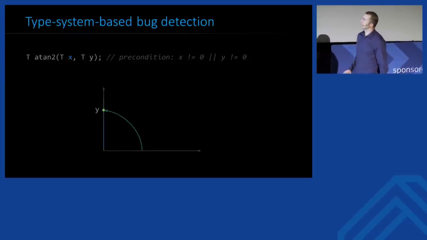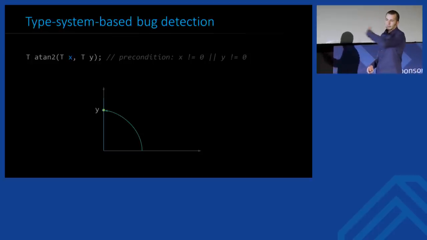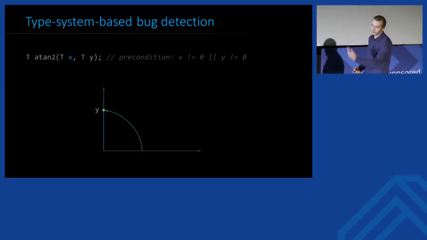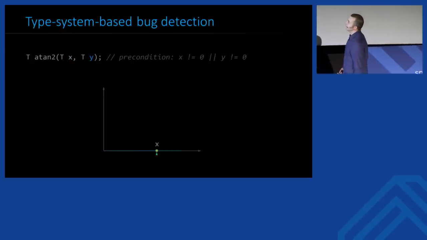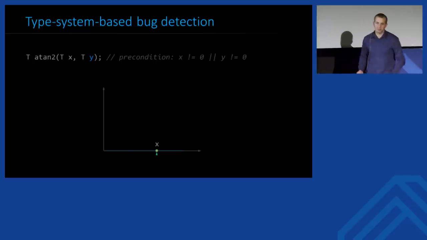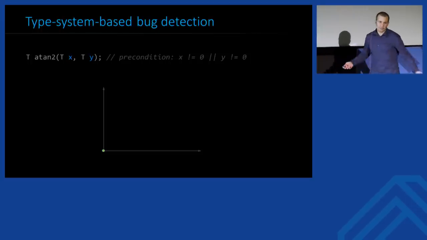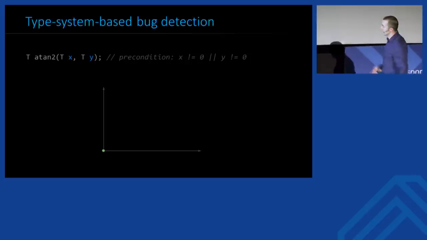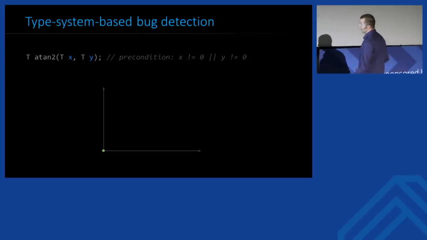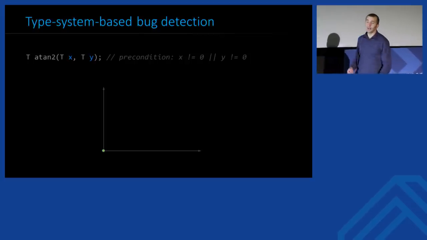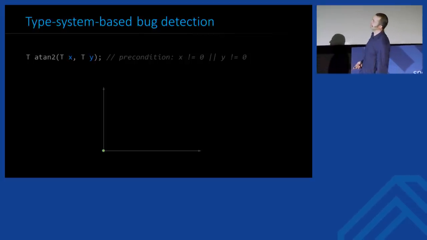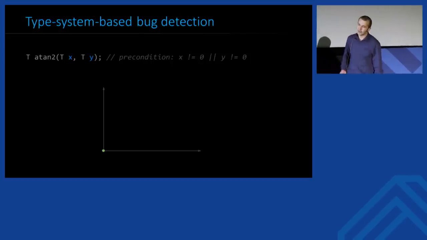So if x is 0, it means a straight angle, I know what to return to you. If y is 0, it means a 0 angle, it's fine. If you give me two zeros, there is no angle to be talked of. Actually, it makes no sense. I don't know what to do. It's a precondition. And how do I express that in a type system? There is no way. And in fact, there is.